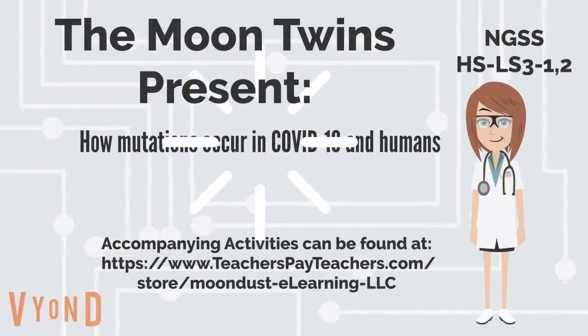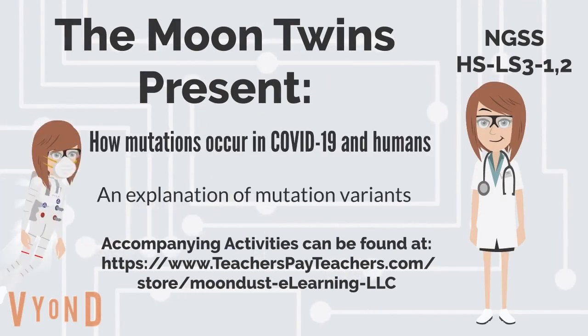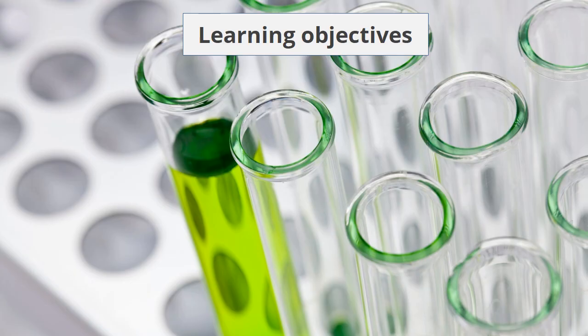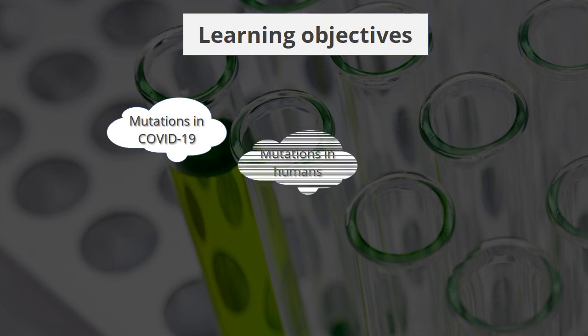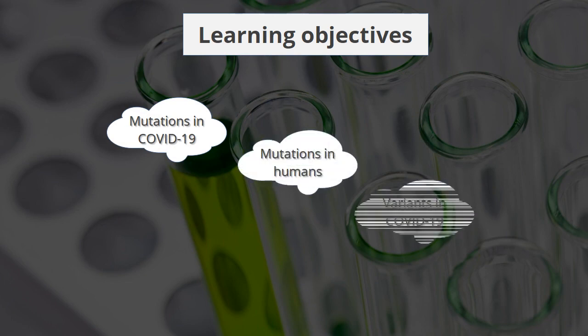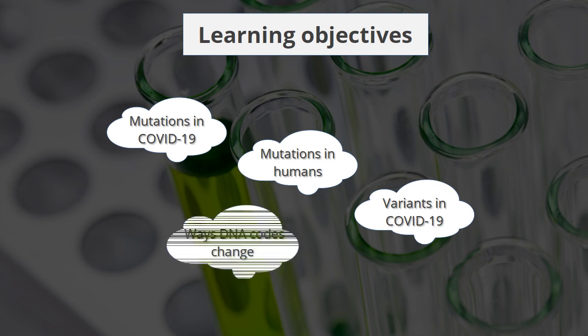The Moon Twins present How Do Mutations Occur in COVID-19 in Humans, as well as an explanation of mutation variants. In this lesson, you will learn how mutations occur in COVID-19 and in humans. You will also learn about some of the latest variants of COVID-19, as well as the different ways DNA sequence codes can change.